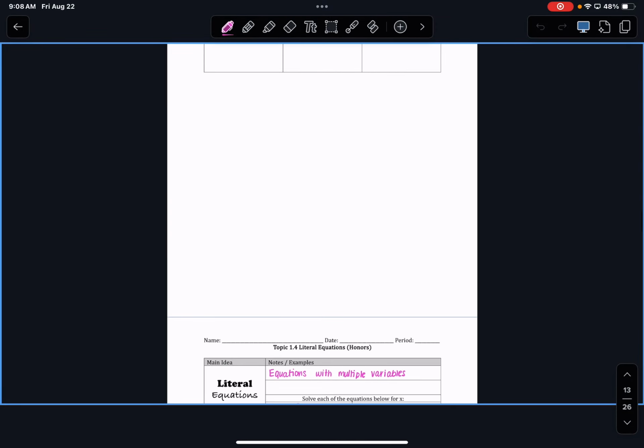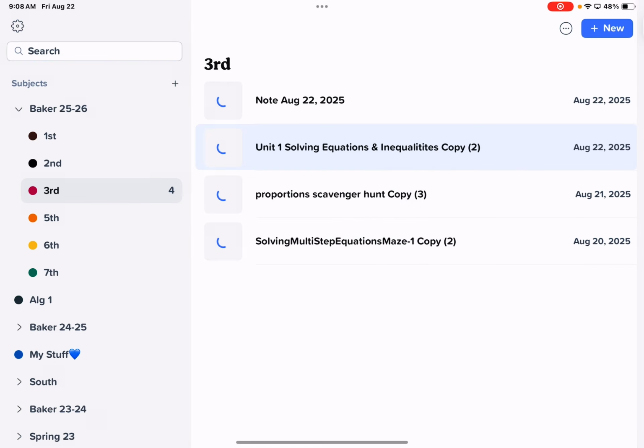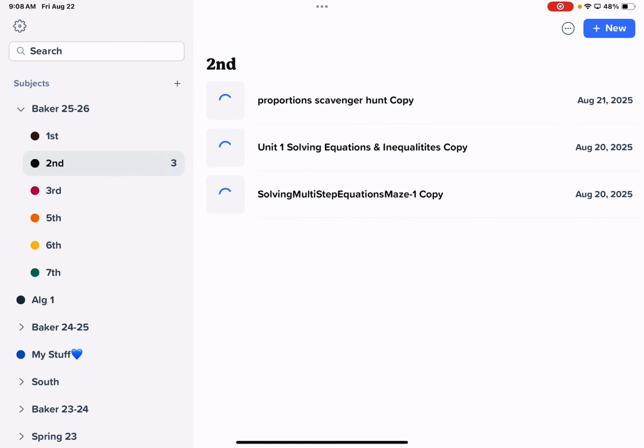So 1-4 is about literal equations. Uh-oh, I did that in the wrong class period, so let's see where that's at.